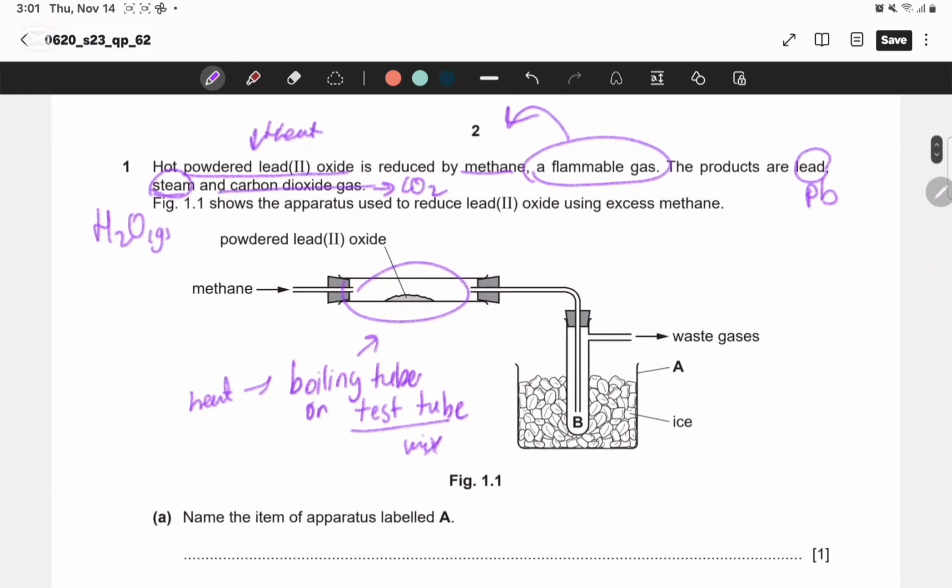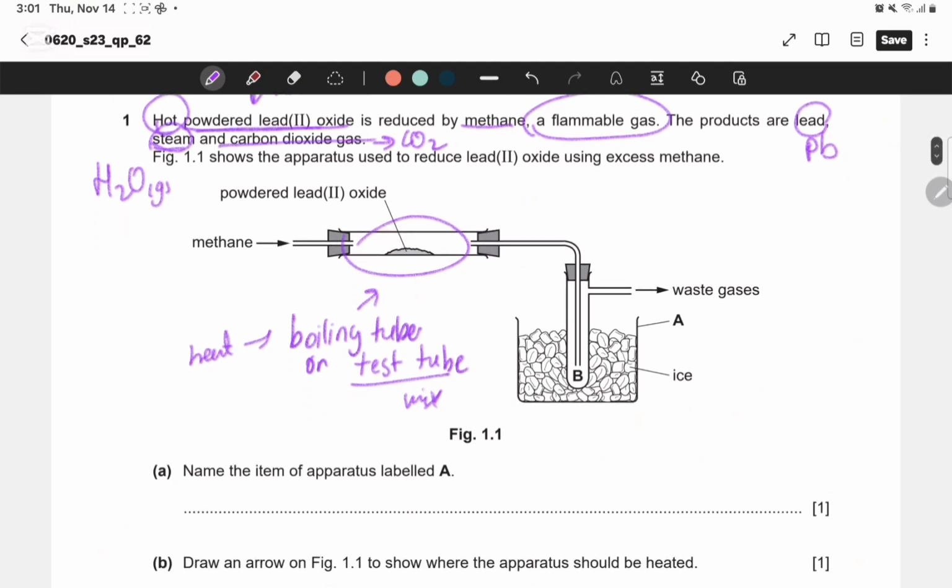Now how do I know if this is a boiling tube or a test tube? By reading the question. Here it says hot powdered lead oxide. So what do you need to heat? The lead oxide. Okay? So this has to be a boiling tube. Now this one can be either a boiling tube or a test tube. It doesn't matter because it's around ice; nothing's going to happen to it. And A is a beaker.